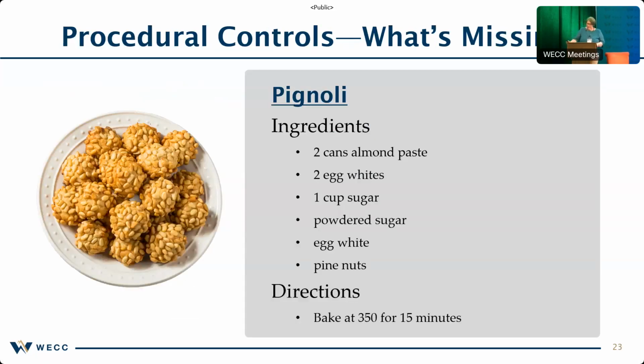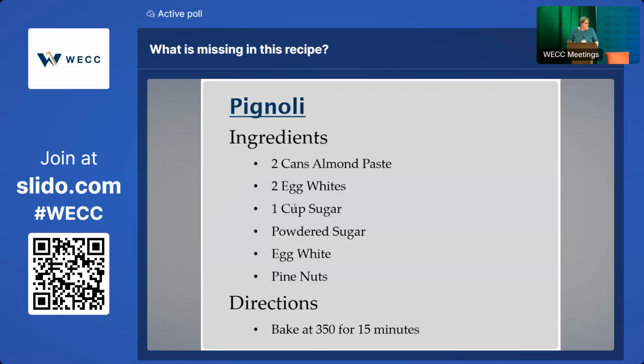But I want to take a different example here. Procedural controls need to be detailed and actionable. So when my grandmother passed, I found this recipe for cookies in her recipe files. I'd eaten these cookies every Christmas for 30 years. But I had a lot of trouble reproducing these cookies, even with this recipe. So Slido time, what's missing from this recipe?